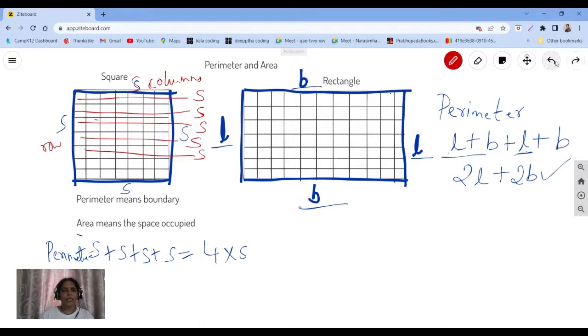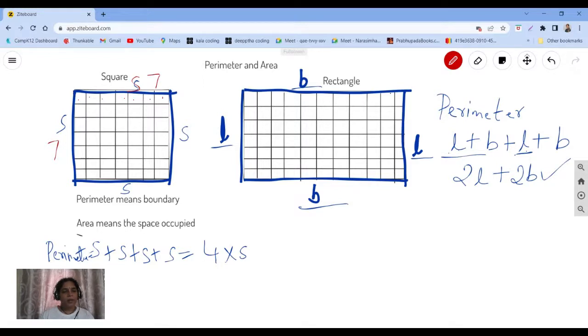Now just let's take the same example and understand. Say in this square, how many rows do we have? 1, 2, 3, 4, 5, 6, 7. 7 rows we have. And how many columns do we have? 1, 2, 3, 4, 5, 6, 7. 7 columns we have. Now, if we see how many boxes are there, if we count like that, you will find 49 boxes are there inside this.